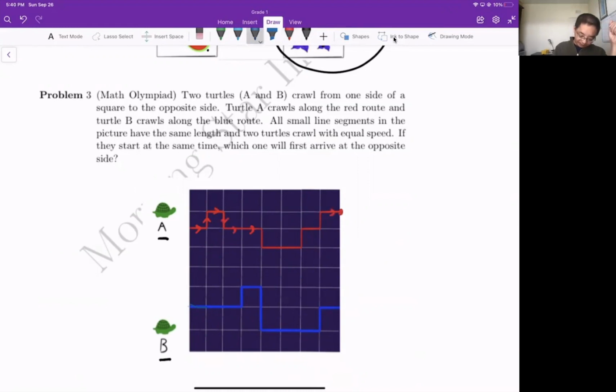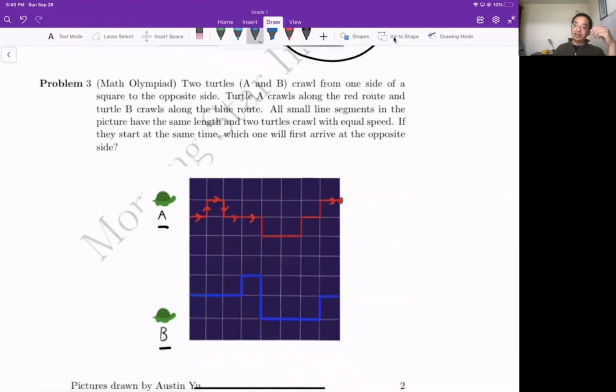And turtle B starts at the same time. It goes along this blue path. So we see it goes right, right, right, up, right, and eventually also arrives at the opposite side. The question asks, which one arrived first?